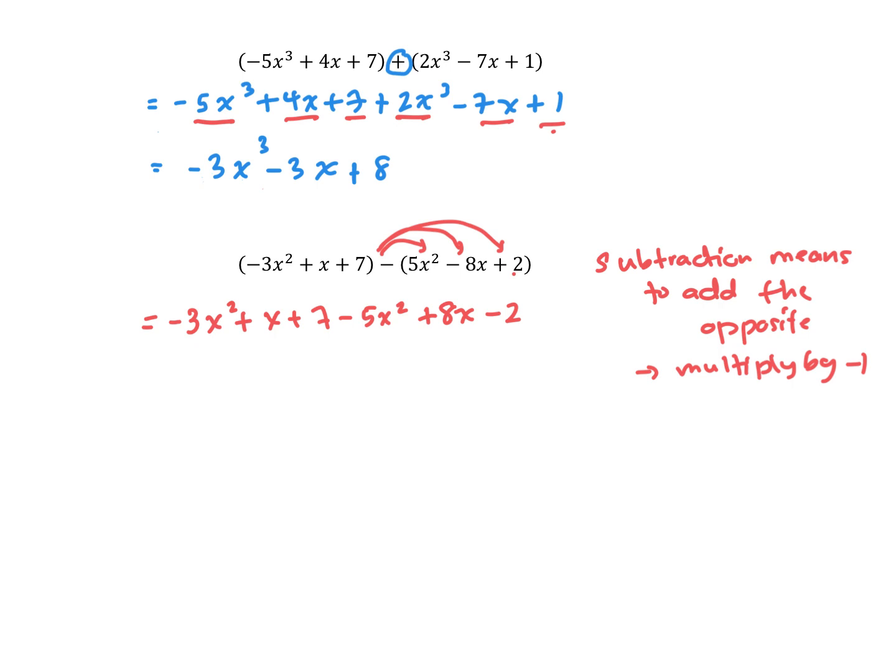Once I've done that, I'm going to look for like terms. So like terms, I see x squared here, x squared here. So negative 3 minus 5 is negative 8x squared. There is an x here and an x here. So 1 plus 8 is 9. There is a 1 in front of this x that we don't usually write. And then plus 7 minus 2 is plus 5.